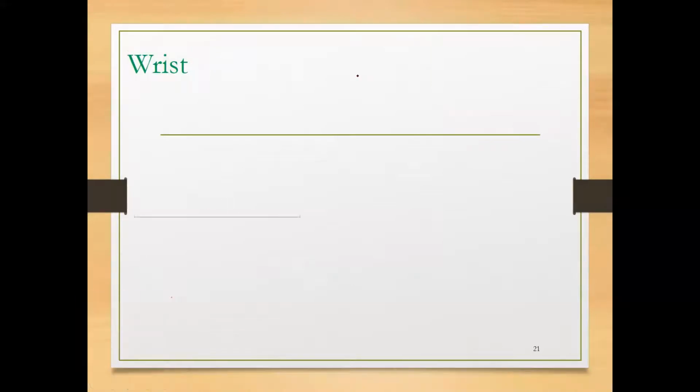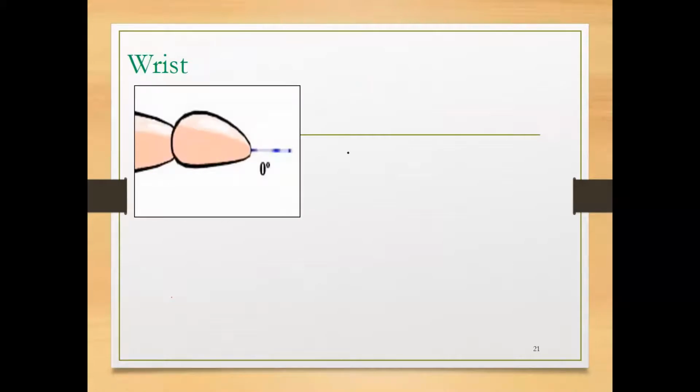Then we have wrist. So this is the neutral posture for the wrist, 0 degree angle with the lower arm. So this is wrist, this is lower arm.